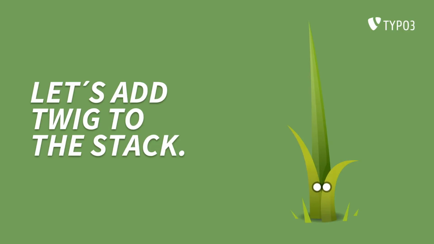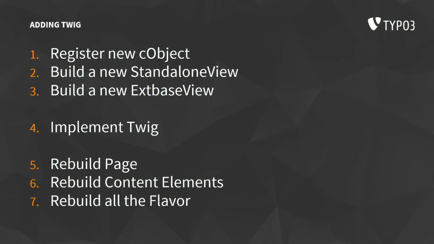So there are a few steps that we need to do that are actually mixed up. We need to register a new C object for TypoScript usage. We'll build a new standalone view to be implemented in an abstract plugin or somewhere else. We build a new XSpace view. We will implement Twig itself. We need to rebuild everything from the ground up because there is nothing existing that we can build upon.